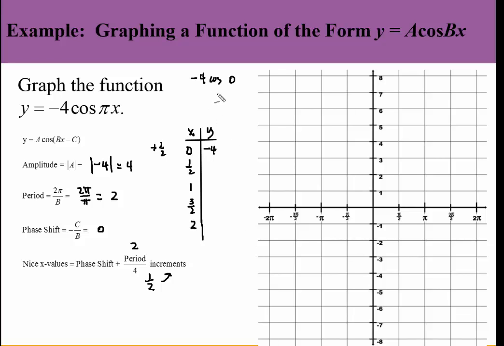Notice if you put 1/2 in here, you'll get -4 times the cosine of 1/2 times pi, which is going to give us pi over 2. The cosine of pi over 2 is what number? 0. We're at 0 here.